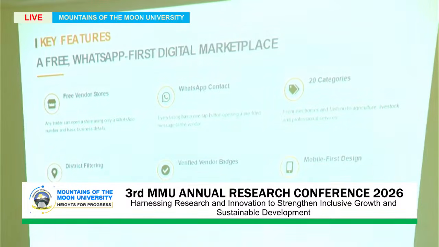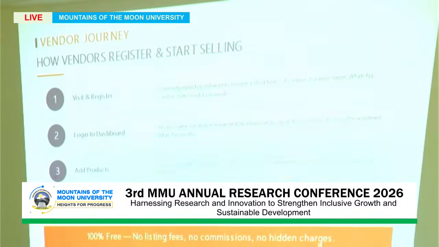Okay. So our platform provides that verification badge to trusted vendors. Then others are talked about the WhatsApp contact. So simply, how do vendors register and start selling?